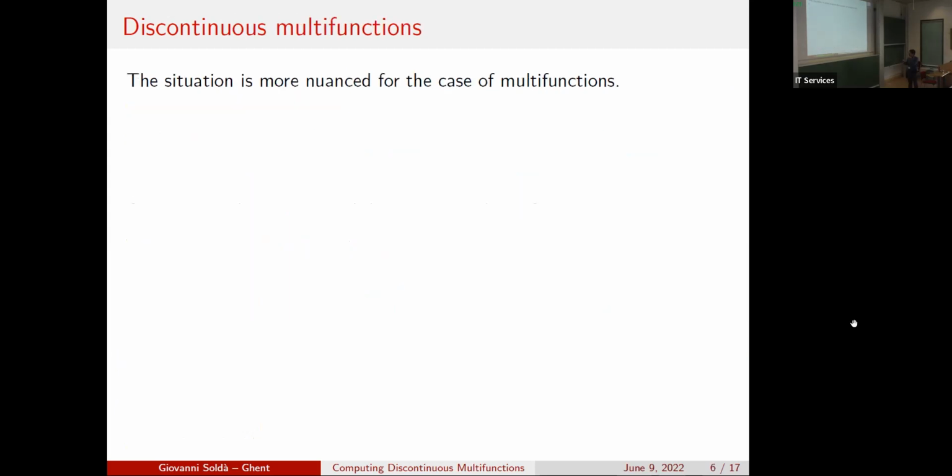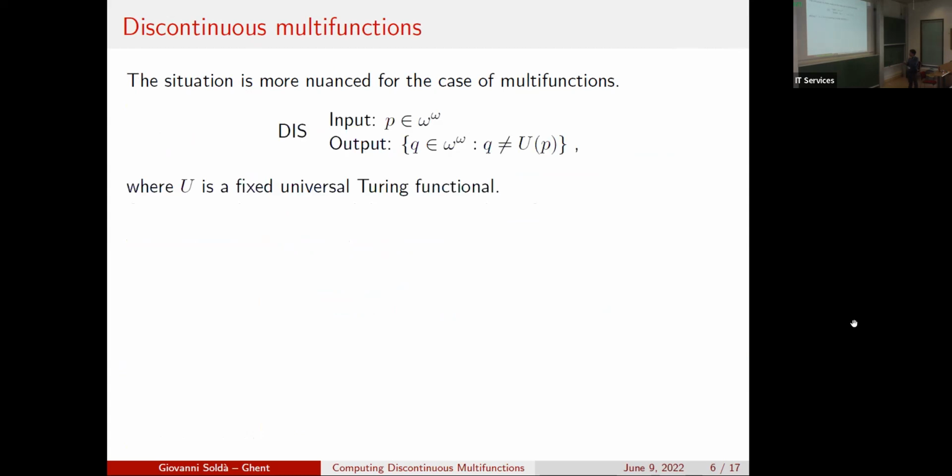But what happens if we actually check multifunctions? Well, the answer was given by Brattka. In this case, it's particularly interesting to study this function here, which is what Brattka did in his paper, the discontinuity problem. So the input is any point of Baire space, and the output is, okay, you fix the universal Turing functional in advance, and the output is essentially you exclude everything except at most one point. What is this point that you don't like? It is the result of applying this universal Turing functional to the point you started with.